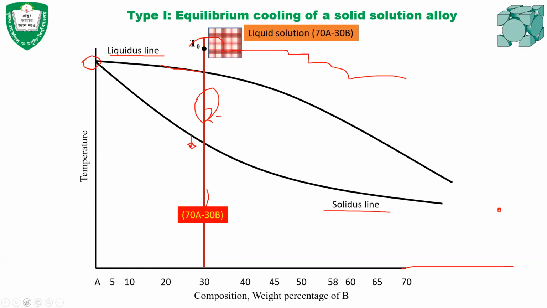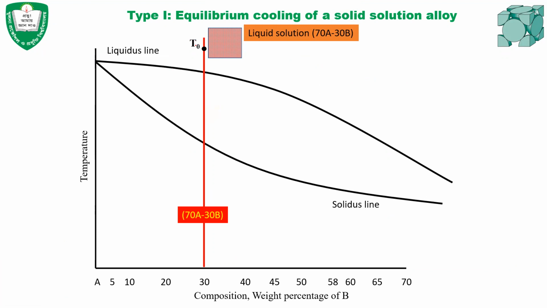First, if we consider that the material is at very high temperature, that means both element A and element B are in the liquid state at temperature T naught, which is the temperature of the liquid metal, and both are completely soluble. If you look at the microstructure in this case, it will be very uniform, and this is completely liquid. Since the alloy contains 70% A and 30% B, the liquid solution will also contain 70A, 30B.